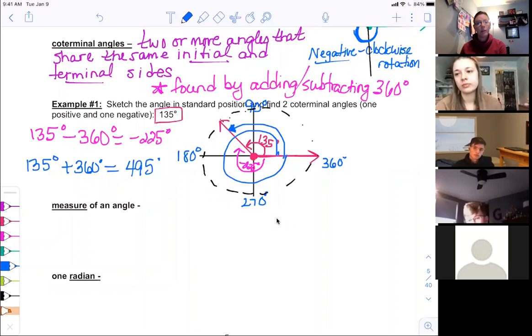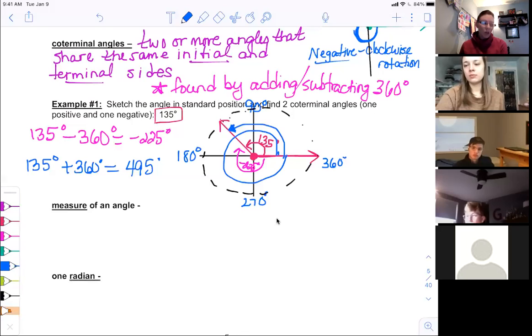So coterminal angles still begin and end in the same place. And if you look at my diagram, I try to be as neat as possible and use different colors. But you can see I now have three angles. The original angle that was given, the negative angle underneath, and then my angle in blue goes all the way around and then it extends that extra spot to go back to the terminal side. Does anybody have questions on that?